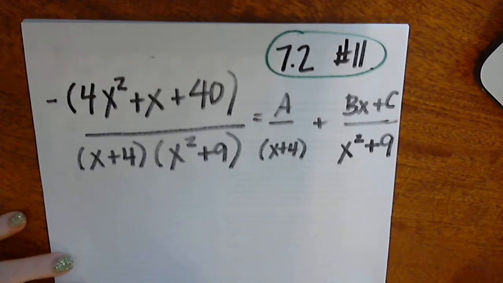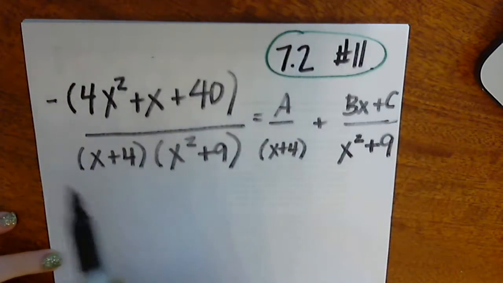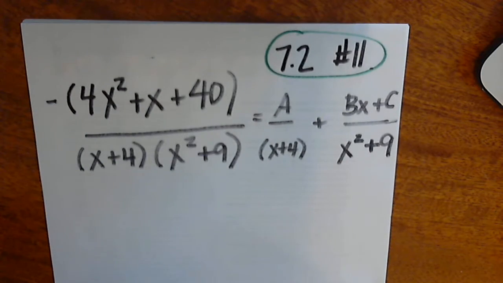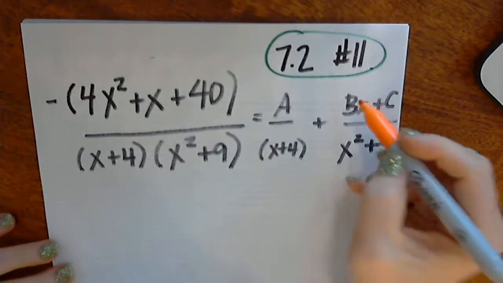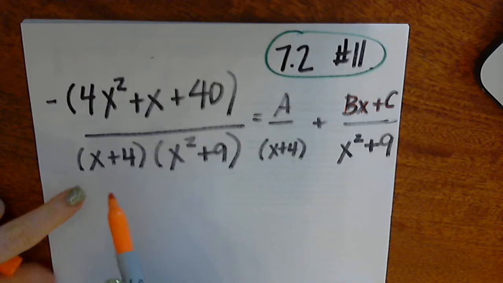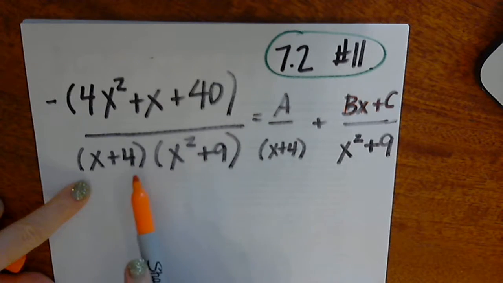Okay, now we're working on 7.2, number 11, and this is partial fraction decomposition. The problem already gives you all of this and breaks down your A and your Bx plus C, but I do want to talk about why you have a Bx plus C in this case. So as long as you always look at your denominator, your denominator has two factors.